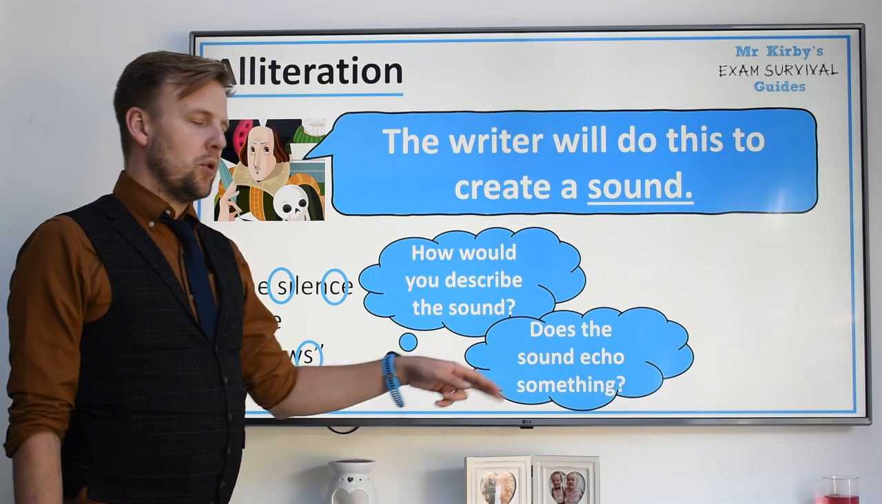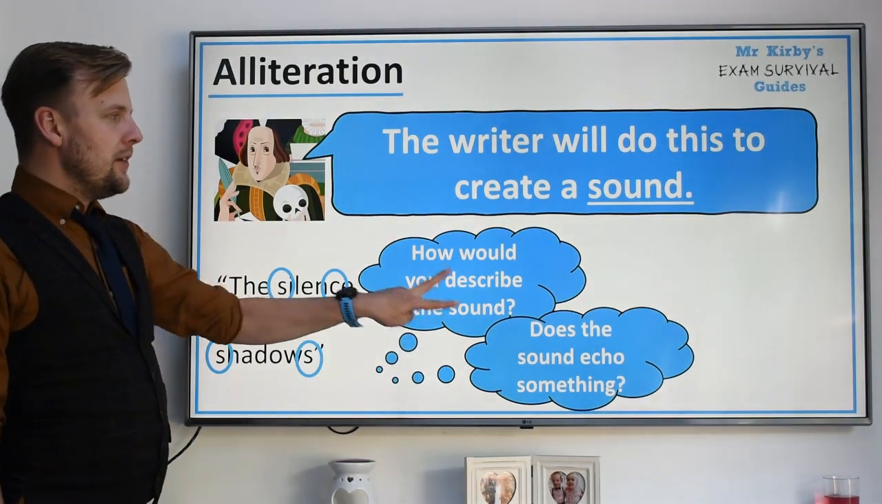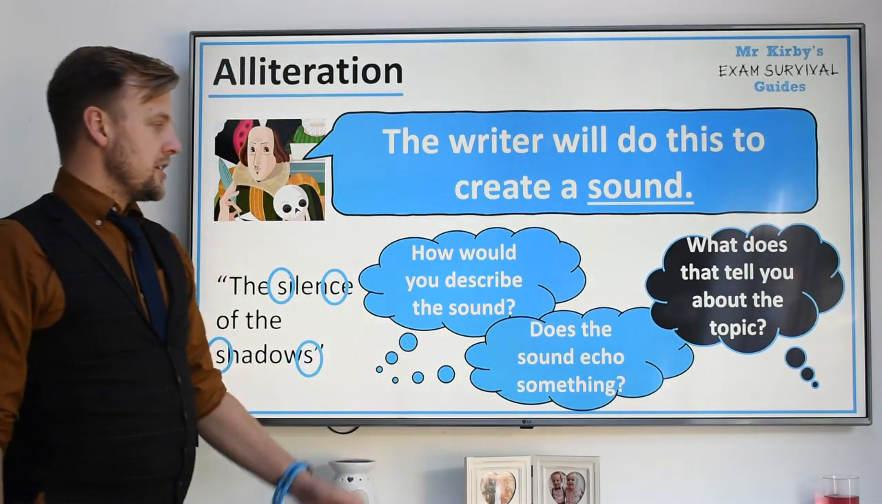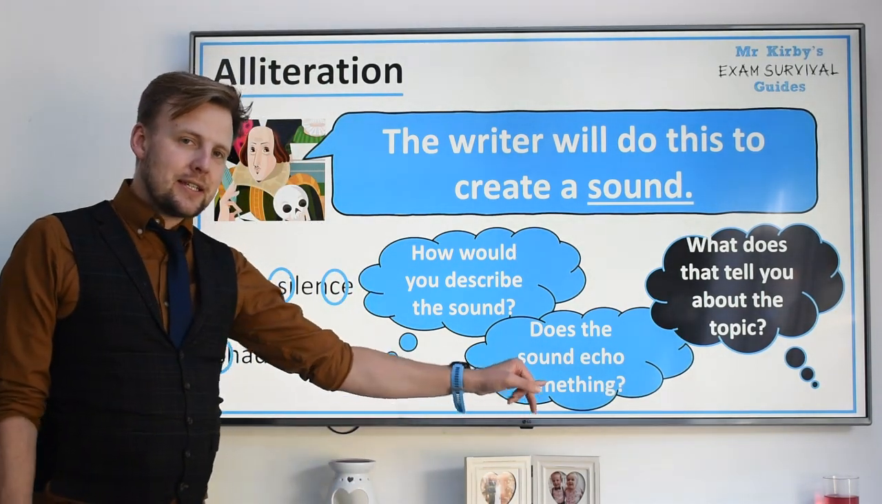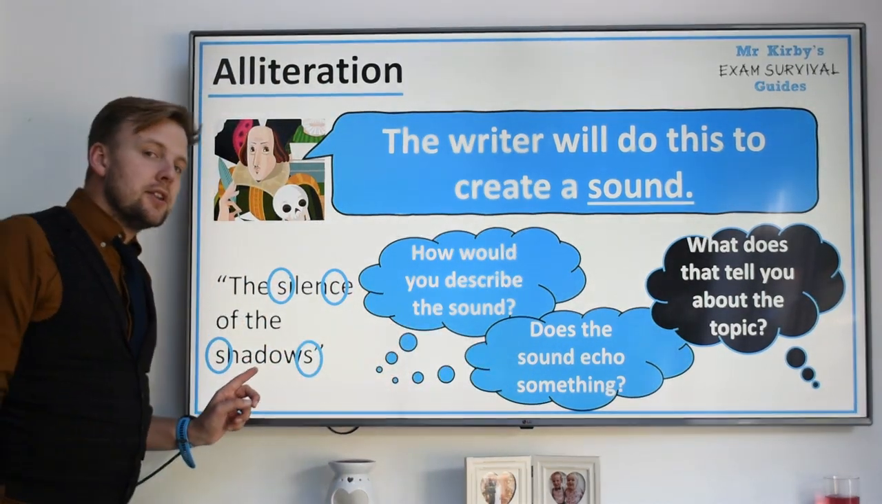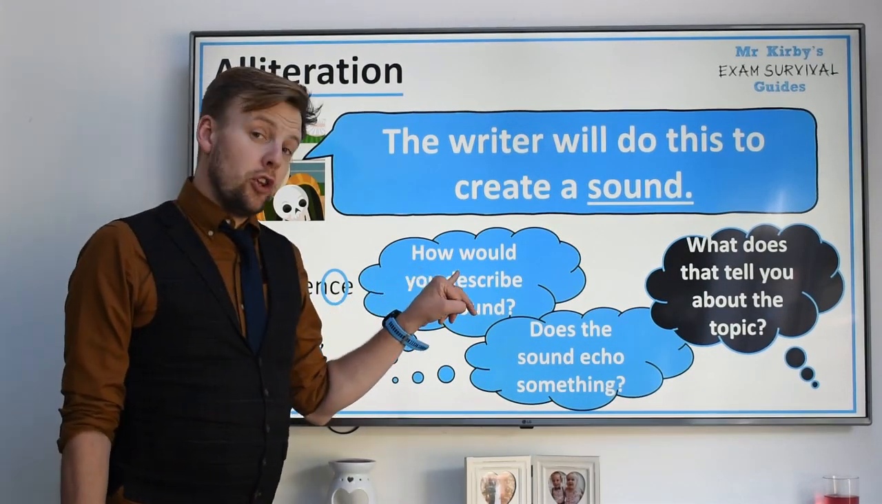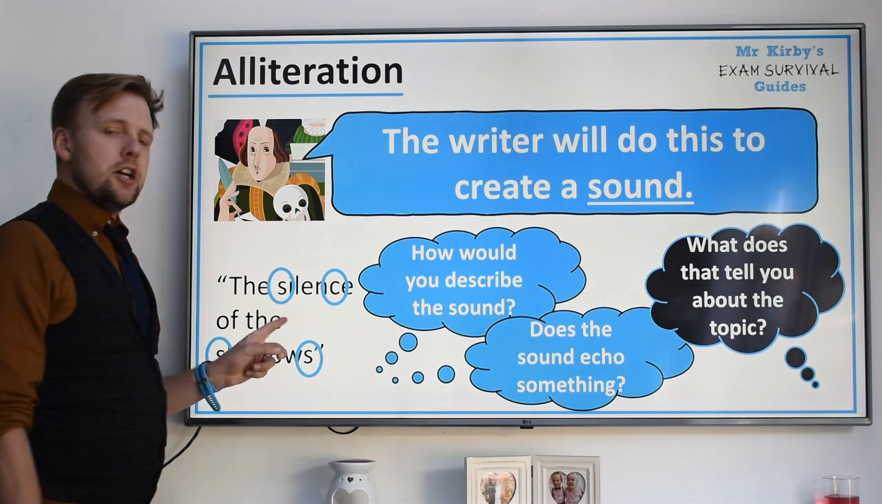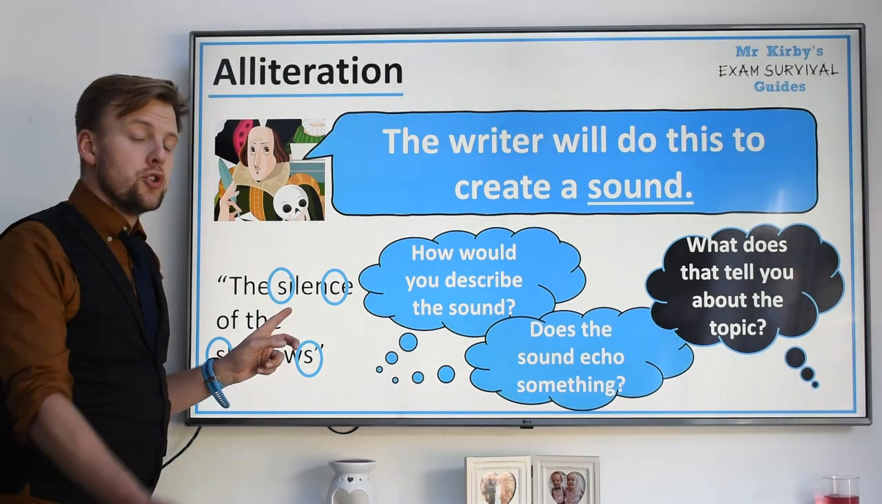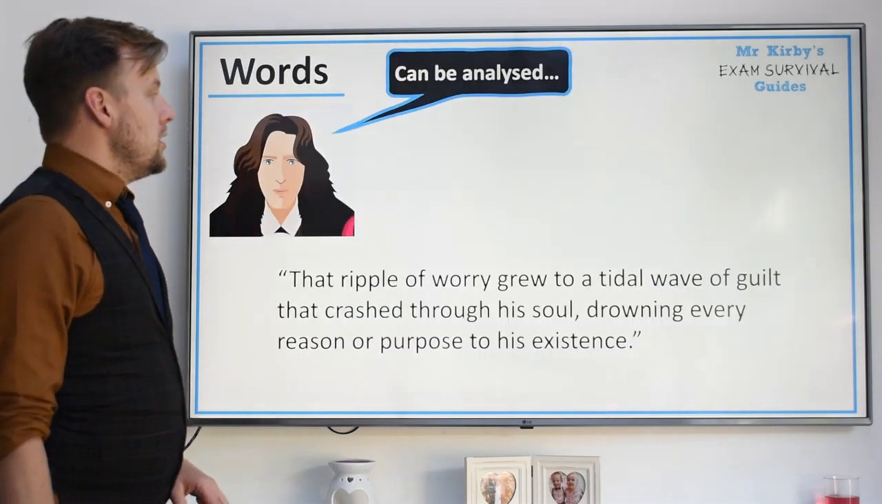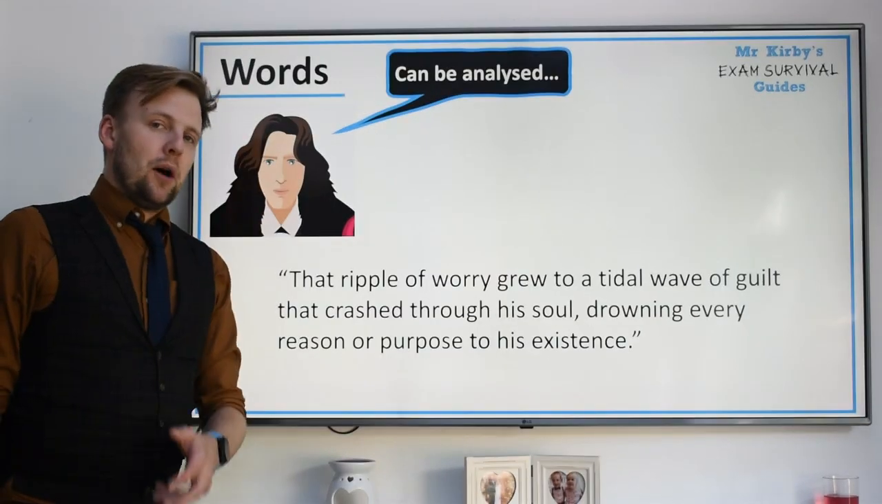What does it sound like and how does it echo? Either way, whichever one we want to use, then what does it tell us about the topic? So if it echoes a threatening hiss, well, that tells me that the silence of these shadows is threatening and dangerous for us. If the sound is long and drawn out, well, that tells me this silence is also long and drawn out, that it doesn't seem to want to end. Okay? So, that's 2.